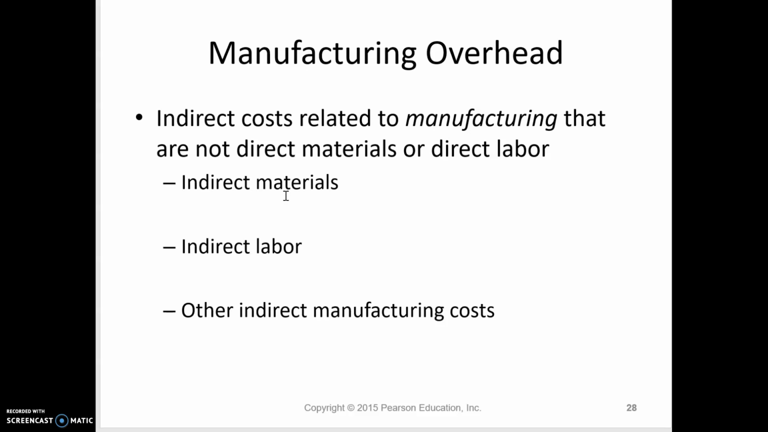Indirect labor would be things like your plant manager's salary. The manager of the plant is overseeing all of the products being built, not just a specific one. It could be the janitor for the plant, right? Those costs aren't being incurred for a specific product. You can't trace it to a specific product, but you need the janitor cleaning the plant or we can't make the product. Okay. And then other indirect manufacturing costs. So that would be things like the utilities on the plant, the property taxes, depreciation on the plant and the equipment. So those are all costs that are being incurred as part of the manufacturing process, but you can't trace them to a specific product.